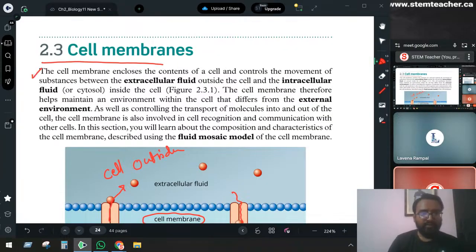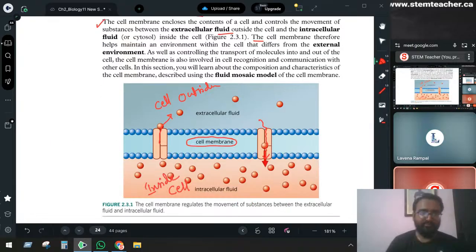Can you read the first two sentences? The cell membrane encloses the contents of a cell and controls the movement of substances between extracellular fluid outside the cell and intracellular fluid or cytosol inside the cell. The cell membrane therefore helps maintain an environment within the cell that differs from the external environment. So it is just like exports and imports.